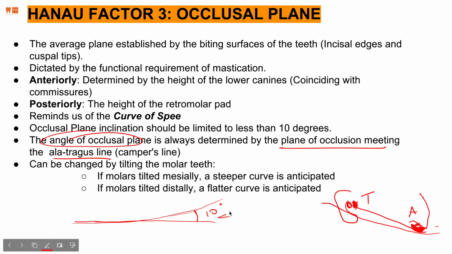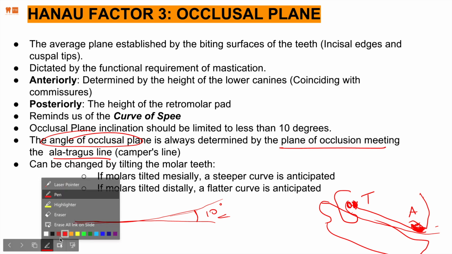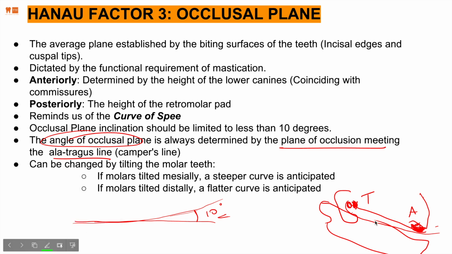Because over here, you're looking at your condyles, mandible, moving up. Now that right here, that angle with this line, this is 10 degrees. So it can be changed. Occlusal plane can be changed. Not a lot, but it can be changed by tilting the molar teeth.